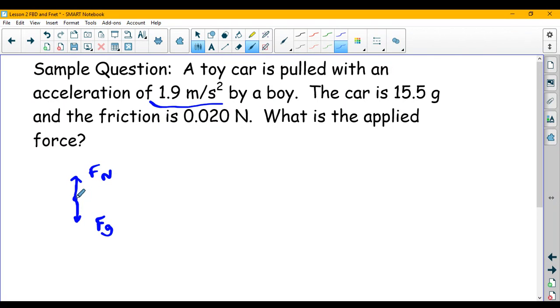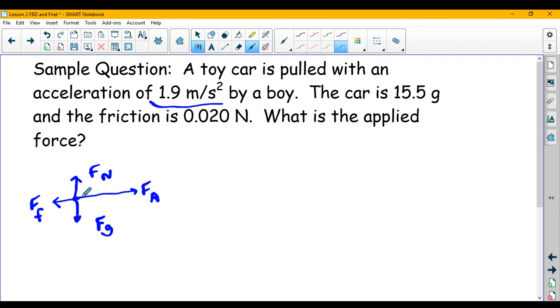These two are going to be equal. We don't need them in this case. They're just there because they exist. We can't ignore them. I have an applied force. I'm making it nice and big because I know it's the dominant force. It's the thing that's making it speed up with a small friction force.